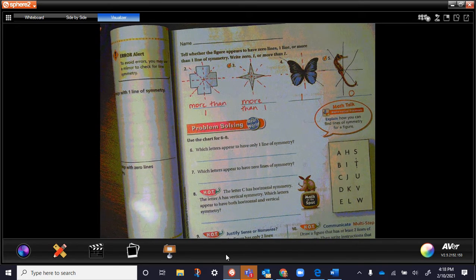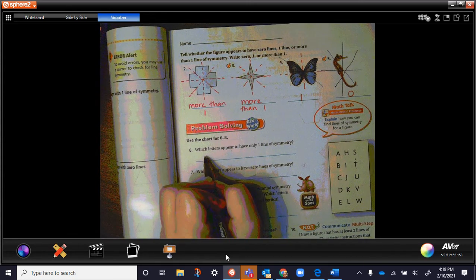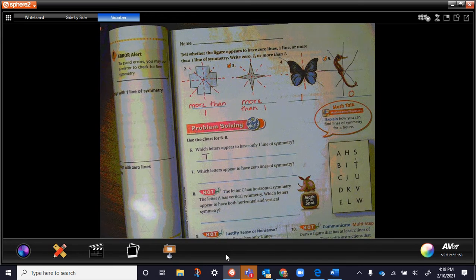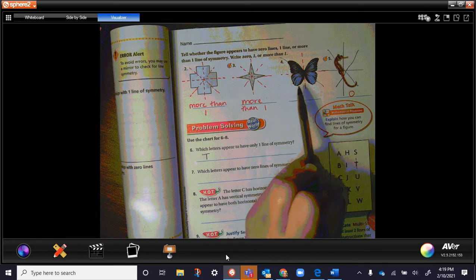And I can't make a horizontal line and I can't make a diagonal one. So T would be an example of something that has only one line of symmetry. So when you're using the letters, it's the same thing like here up at the top.